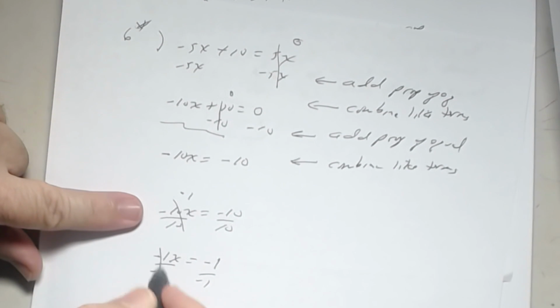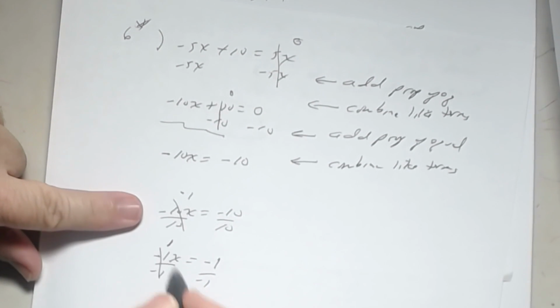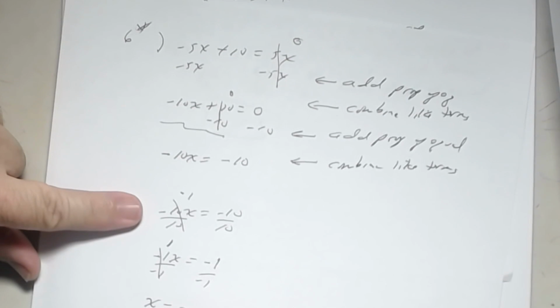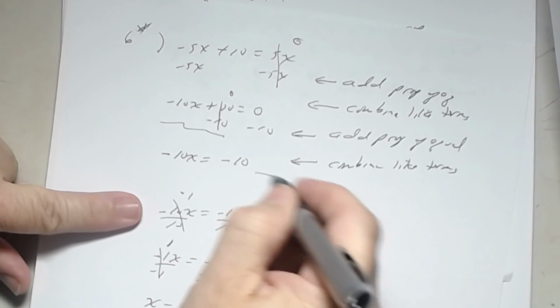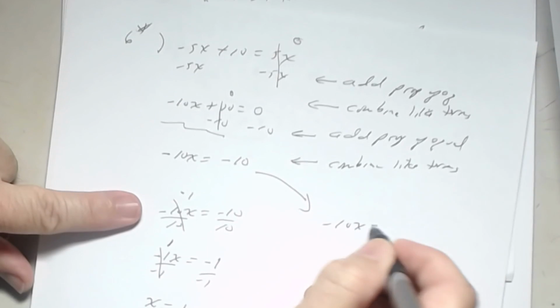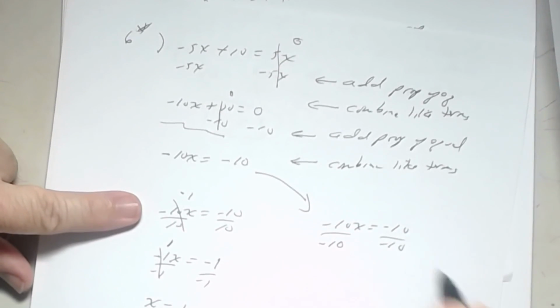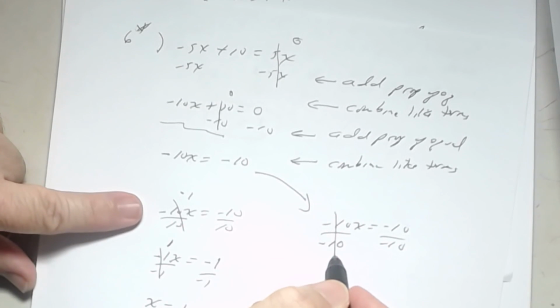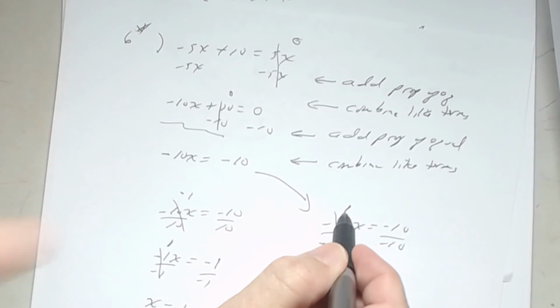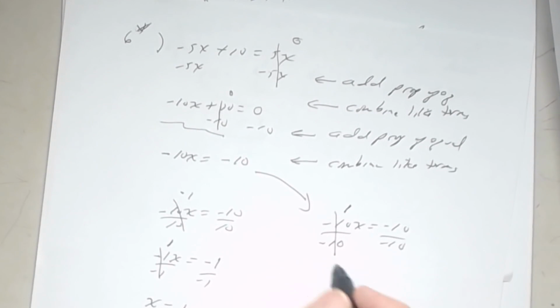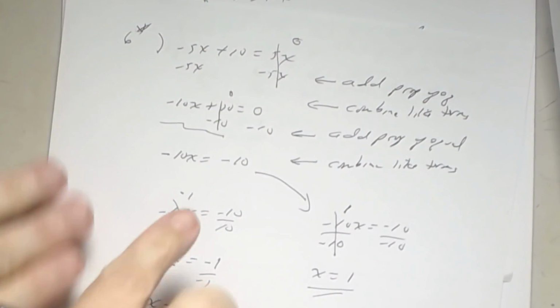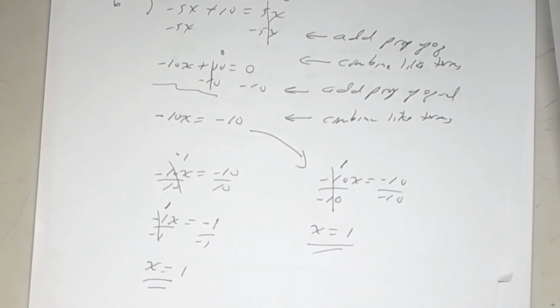So negative 1 divided by negative 1 is a 1. 1 times x is x. And what's negative 1 divided by negative 1? 1. The best thing you should have done is right off the bat divide by what? Negative 10. Because a negative 10 divided by itself is what? Is 1. 1 times x is x. And then what's negative 10 divided by negative 10? 1. All right? So you got to remember that when you get to that last step where you're using the multiplication property of equality.